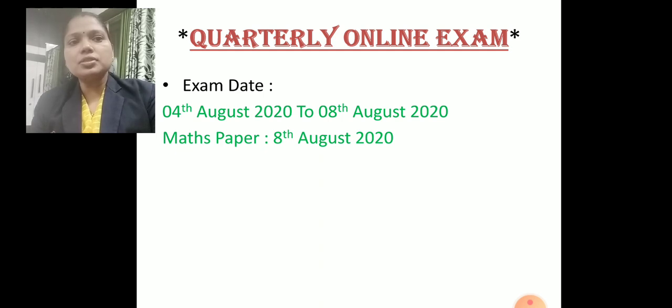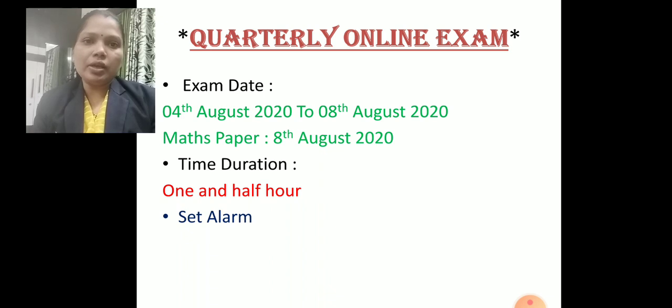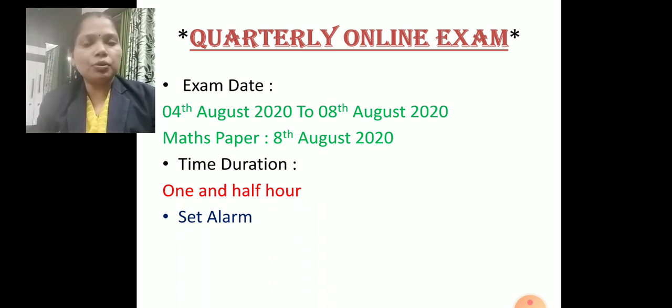For this, the time duration is how much? It is 1.5 hours, right? It will be a full 1.5 hour paper. Then one thing we are going to do: when the maths paper is there, at that time we are going to set an alarm. Why are we setting an alarm? Because when we keep solving the paper, we get no idea about the time. So for that purpose we are going to set an alarm. We will set this alarm 10 minutes before the paper ends. Suppose our paper is going to end at 10, then we will set it for 9:50. So we have to keep this alarm 10 minutes before.